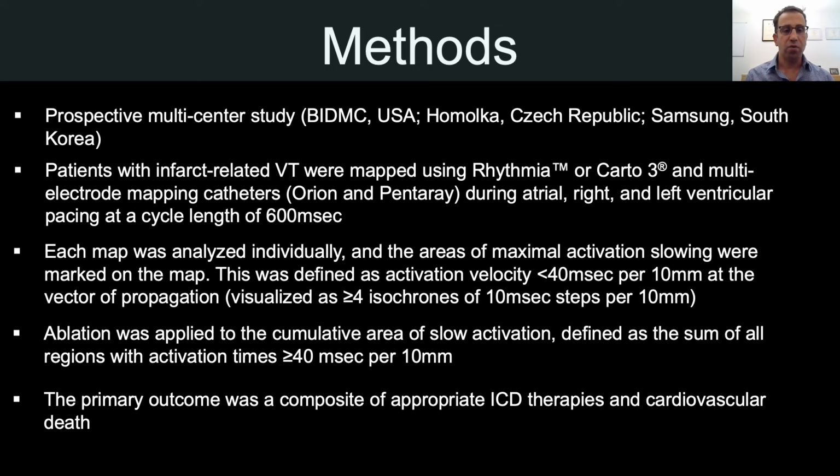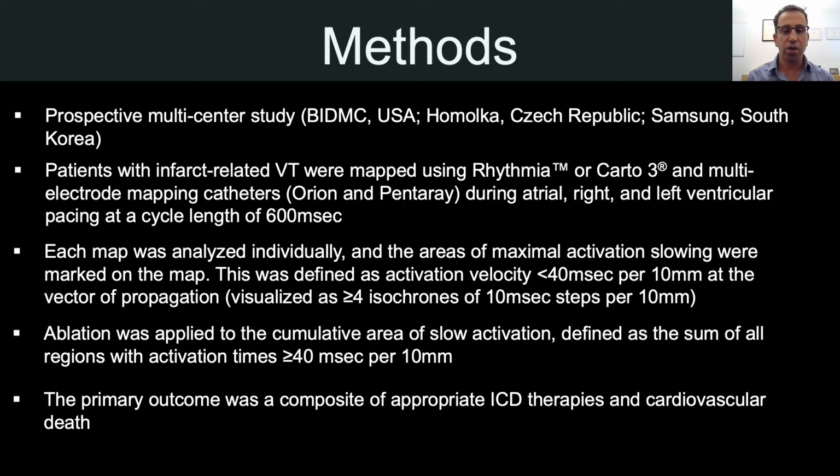To answer some of these questions, we performed a prospective multi-center study. Patients with infarct-related VT were mapped using either Rhythmia or Carto3 and multi-electrode mapping catheters during atrial, right, and left ventricular pacing at a cycle length of 600 milliseconds. Each map was analyzed individually, and the areas of maximal activation slowing were marked on the map. This was defined objectively as activation velocity lower than 40 milliseconds per 10 mm distance at the vector of propagation.